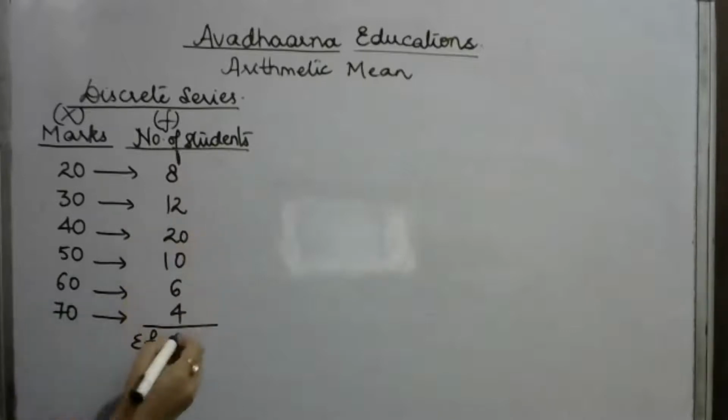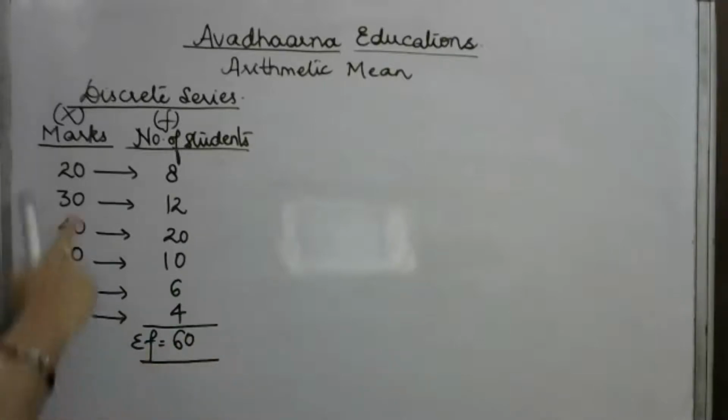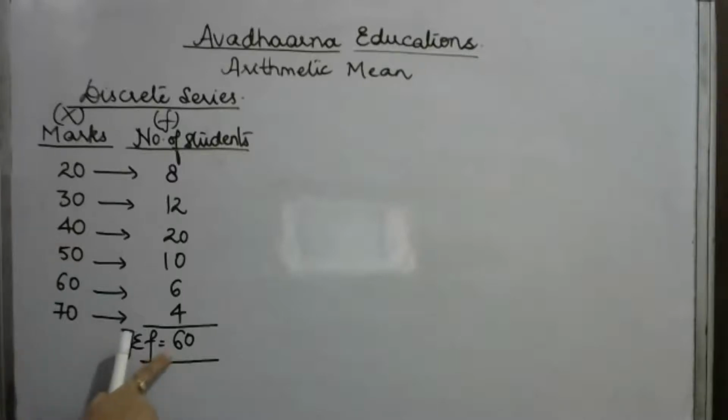Now, if you take the sum total of these frequencies, summation F, what we are showing in this data is the marks obtained by 60 students in a class. Fine. So summation F will be nothing but your total number of observations, that is N. So in case of discrete series, N is your summation F.